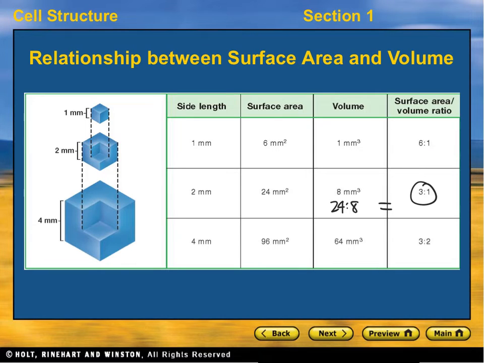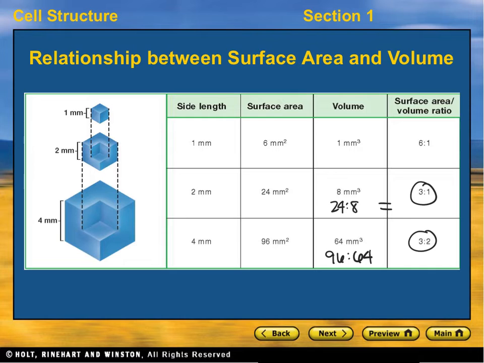Likewise, when I look at my 4 millimeter cube, I have 4 by 4 by 4. I'm going to end up with a surface area of 96, and 4 times 4 times 4 is 64, so my volume is 64 cubic millimeters. When I do my ratio, this turns out to be 96 to 64, or if I reduce it, 3 to 2.